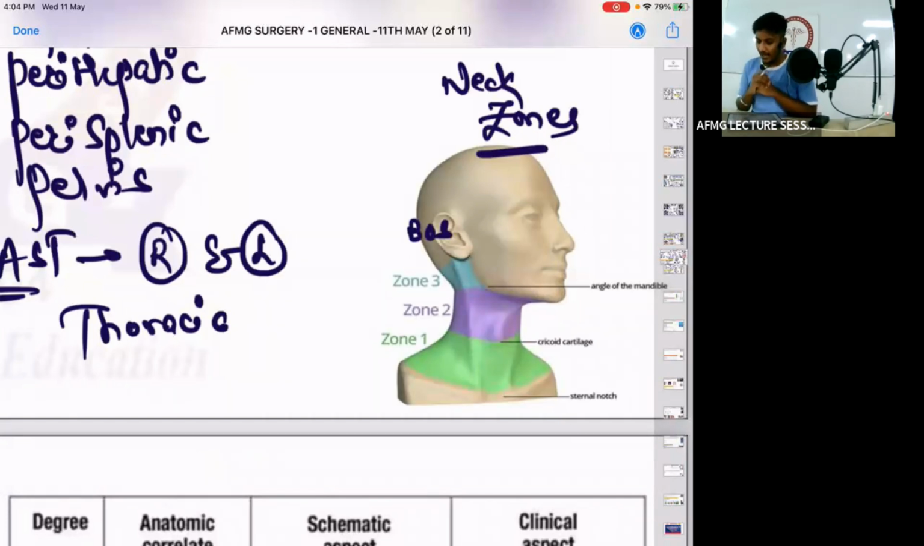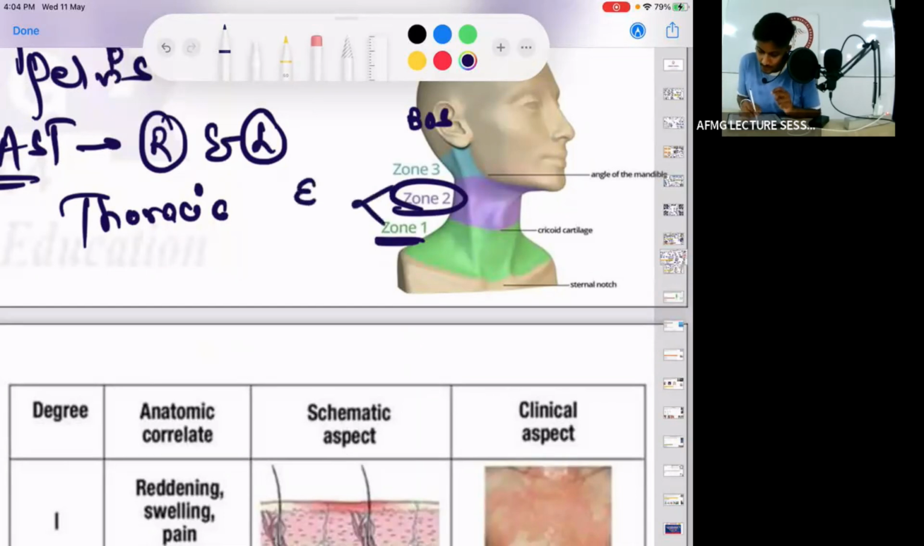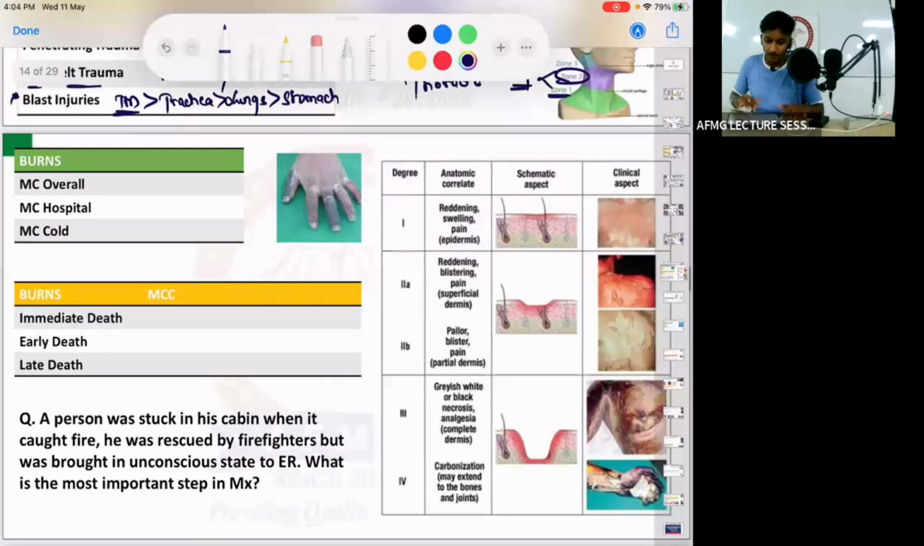Which zone will require exploration always and always? It is zone 2 because it contains major blood vessels, and also zone 1 at times. So zone 1 and zone 2 will require exploration in this patient. No issues with this. Moving further, talking about burns.